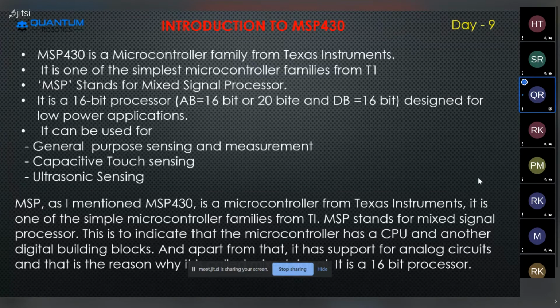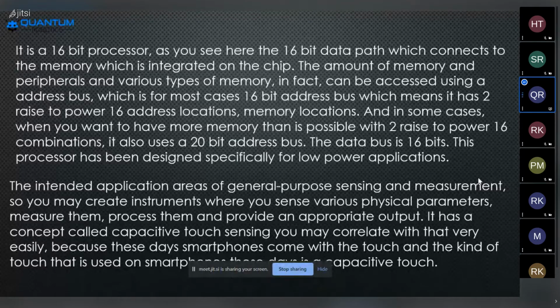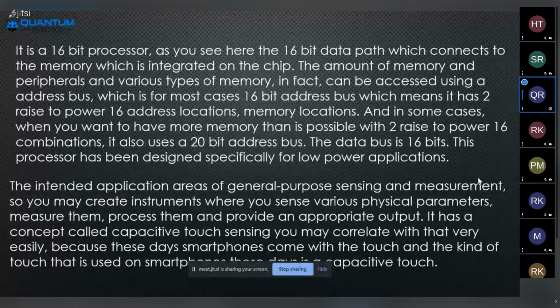This was all about the MSP430, and here we can study the clear process of the MSP430. It is a 16-bit processor. As you see here, the 16-bit data path connects to the memory which is integrated on the chip. If you go with microcontrollers or microprocessors, there are two classifications: off chip and on chip. Here we are learning about on chip. On chip means the data is processed only with the on-chip circuitry, and this is a 16-bit data path.